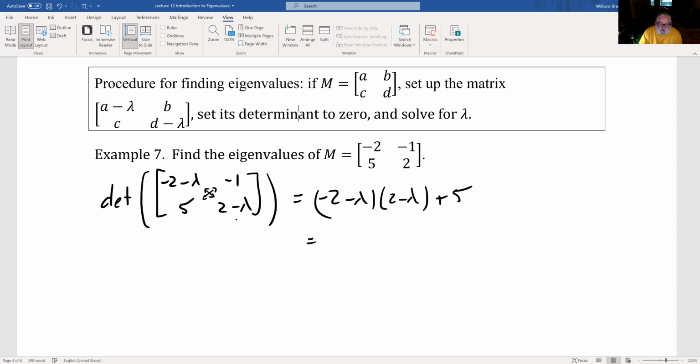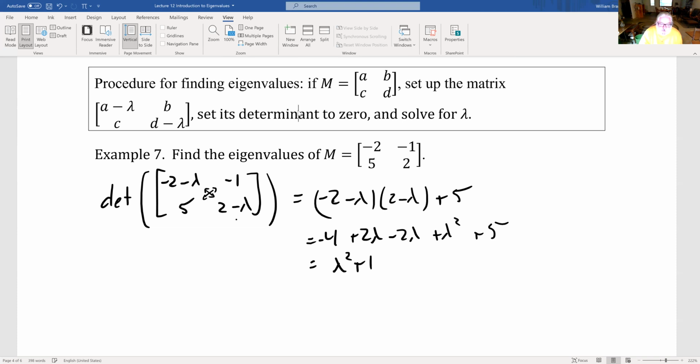If we multiply this out, what do we get? We get -4 plus 2 lambda minus 2 lambda plus lambda squared plus 5. That should be a -4. And so we end up with lambda squared plus 1. And we set that equal to 0 and solve for lambda.